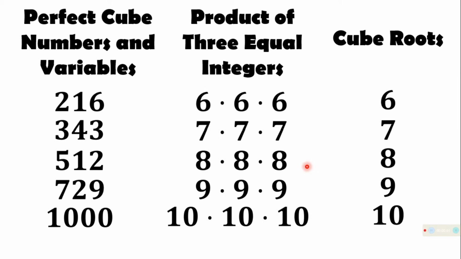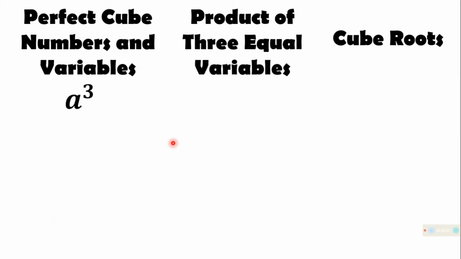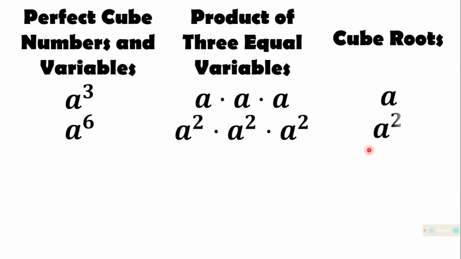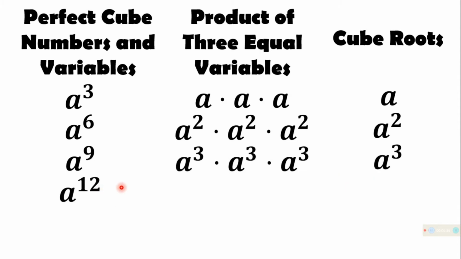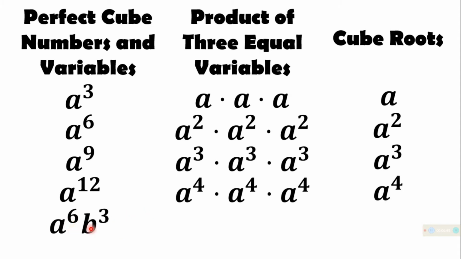Next, punta naman tayo sa variables. So, we have here a cube and the cube root of a cube is a because when we multiply a times a times a, the answer is a cube. Next is a to the 6th power. So, the cube root of a to the 6th power is a squared. So, when we multiply a squared times a squared times a squared, the answer is a to the 6th power. So, the other variables are a to the 9th power, cube root is a cube, a to the 12th power, cube root is a to the 4th, and we also have this example.